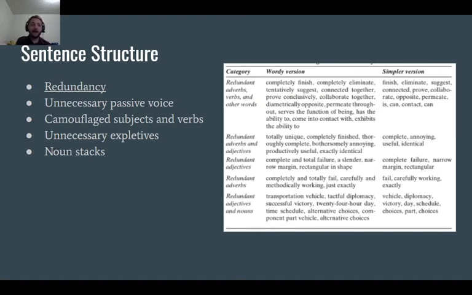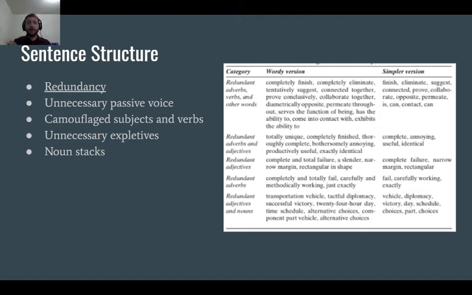Okay, next. In terms of sentence structure and how to structure sentences across a variety of documents, there are a few things that you want to look at. Number one is redundancy. In essence, you're trying to make things as least redundant as possible.